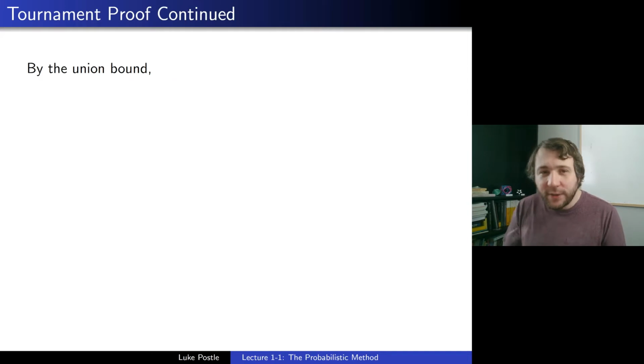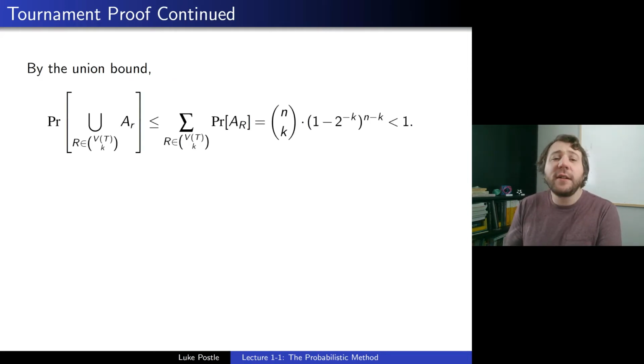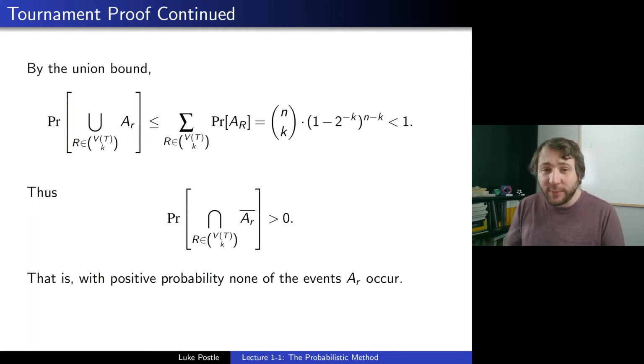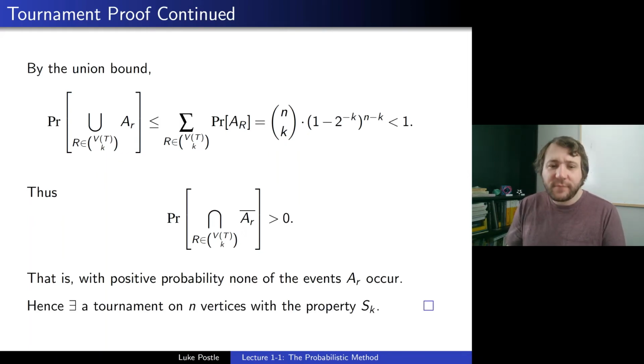Because now, as in the previous proof, we use the union bound to show that the probability of the union of all these bad events is at most their sum. They're each the same probability, and so what we get there is times the number of these events, which is n choose k, and by assumption, we know that that is less than 1. Thus, the probability of the complement, that none of these bad events happen, is greater than 0, i.e. with positive probability none of the events A_R occur, and thence there exists a tournament on n vertices with the property S_k as desired, concluding the proof.